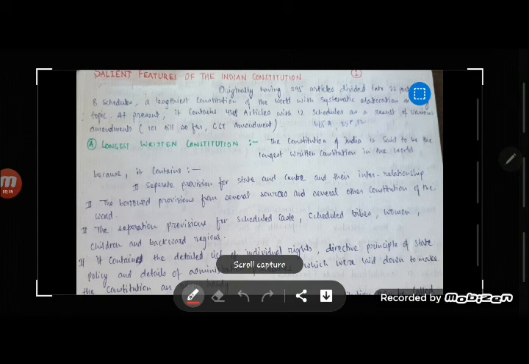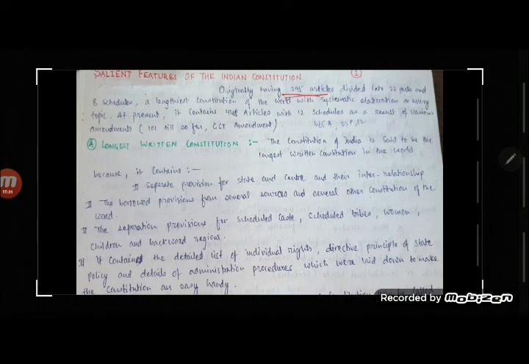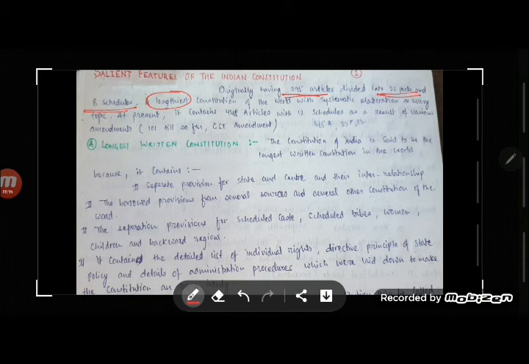Originally it has 395 articles divided into 22 parts and 8 schedules, which is one of the lengthiest constitutions of the world. It means that when the constitution was originally built, there were 395 articles divided into 22 parts and 8 schedules, the lengthiest constitution of the world, with systematic elaboration of every topic. Every topic has been elaborated in a defined way.